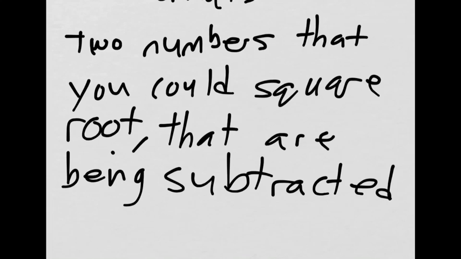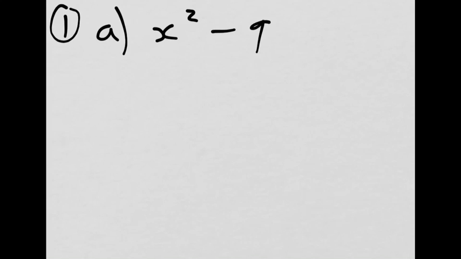Okay, so let's see some examples for how this works. I think this will be example 1. A says x squared minus 9. We're going to factor this, if it's possible. We're going to factor x squared minus 9.